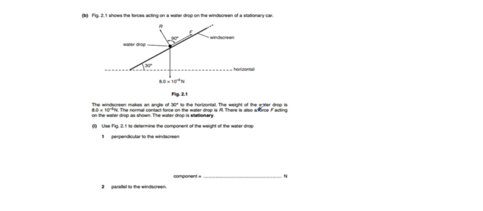Okay, it says there's also a force F acting on the water drop as shown. It's this one here. And it says the water drop is stationary. That's an important point, because that tells you that the overall net force is 0. So all these forces cancel each other out. Okay, it says use the figure to determine the component of the weight of the water drop. It's this here. Perpendicular to the windscreen, first of all.